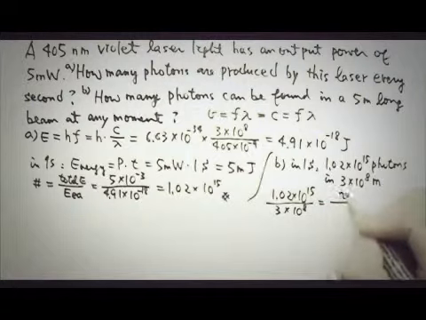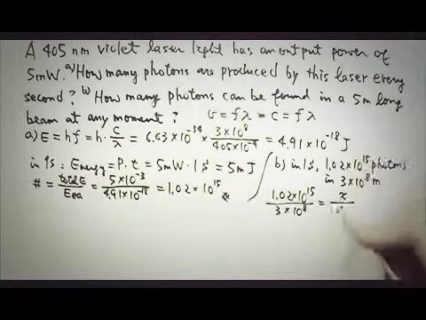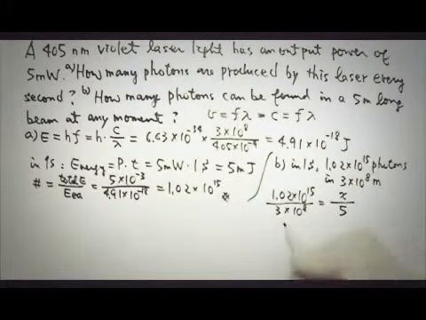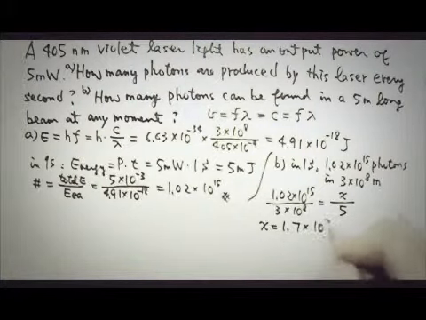How many photons can we find in a beam that is 5 meters long? If we cross multiply and then solve for x, we will get x is 1.7 times 10 to the 7th.